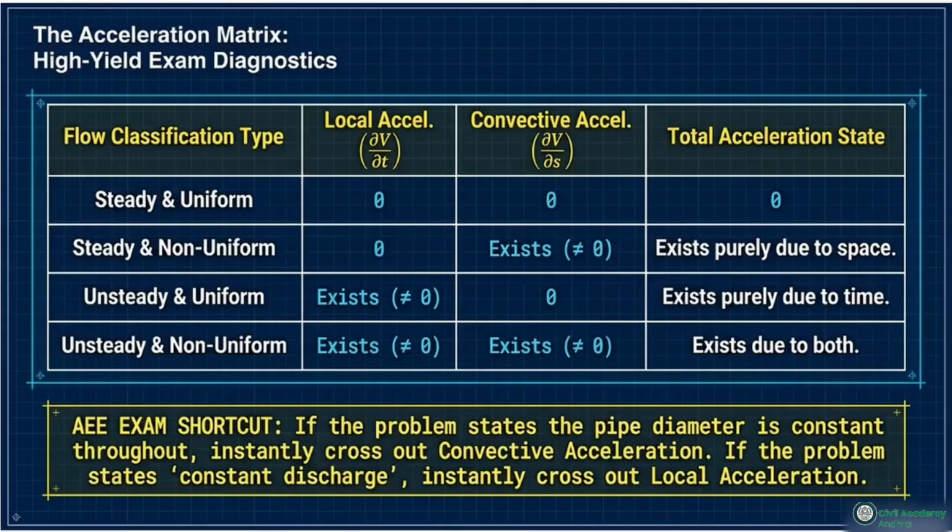Look at the yellow exam shortcut box at the bottom of this table. If a problem states that a pipe's diameter is constant throughout, there is no change in geometry, and you can instantly cross out the entire convective acceleration term without doing any math. The second shortcut applies to time. If the problem text specifies a constant discharge, the flow is steady. Velocity is not changing over time, meaning you can instantly cross out the local acceleration term.